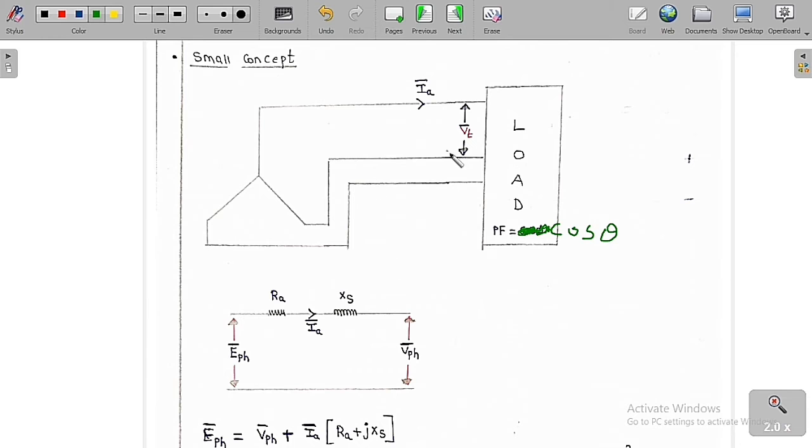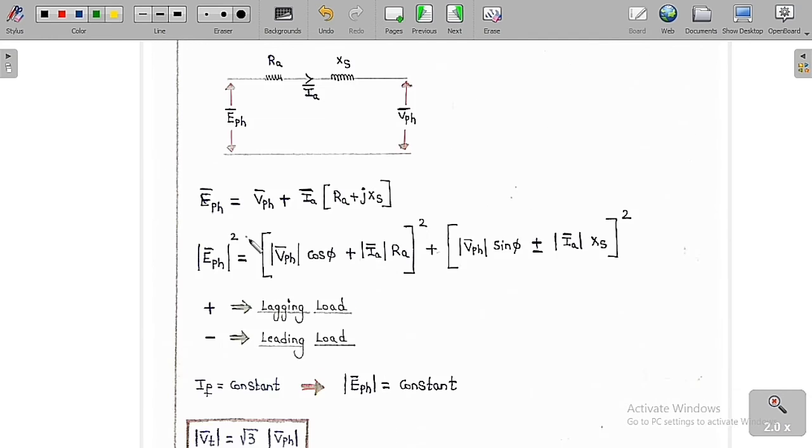Now if I draw the per phase diagram, for a per phase, this is the armature resistance Ra, the synchronous reactance XS, and this is the armature current Ia. This is the EMF induced per phase value, and this is the terminal per phase voltage. Now I am going to write the EMF equation in this loop: EPH bar is equal to VPH bar plus Ia bar into (Ra plus jXS).